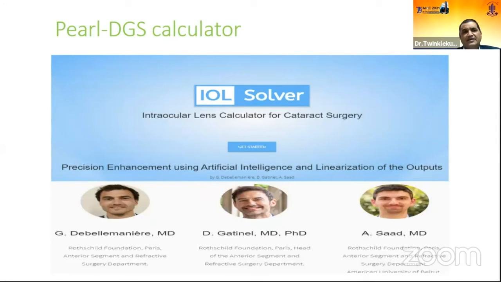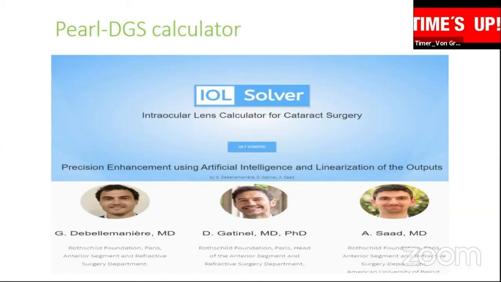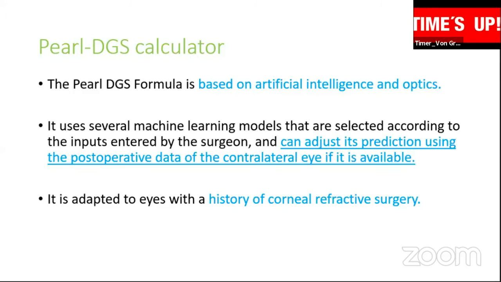Now, another formula is the Ladas Super Formula calculator. These three gentlemen introduced this calculator. It is also based on artificial intelligence and optics. But the very good part of this calculator is that it can adjust its prediction using the post-operative data of the contralateral eye, if it is available. So any refractive surprise or fallacy you encounter in the first eye can be corrected by this calculator in the other eye. It also works very well, and a few more data are coming up showing that it works very well in corneal refractive surgery patients.